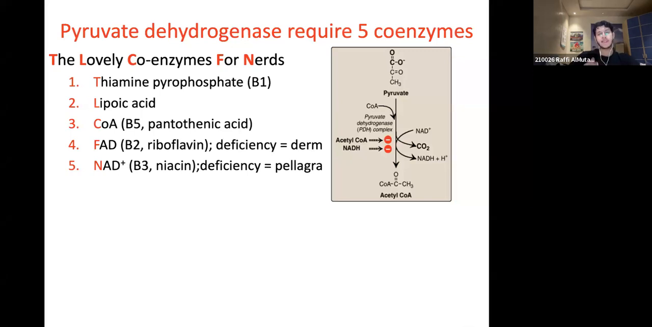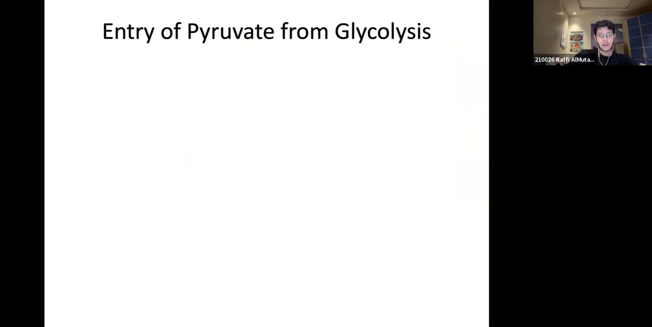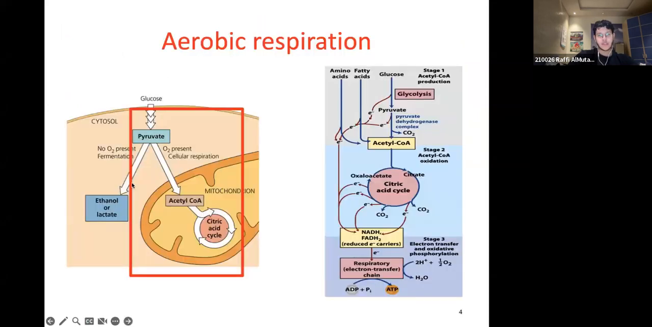The function of a coenzyme, if you're not familiar, is to help the enzyme function. So if we don't have these lovely coenzymes for nerds, this PDH will not function. And if PDH does not function, so either we don't have oxygen or PDH doesn't work for whatever reason, this is going to happen. This pathway where we make lactate, ethanol, this is going to happen instead.